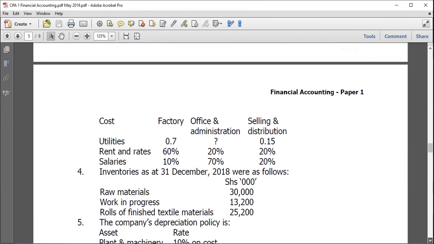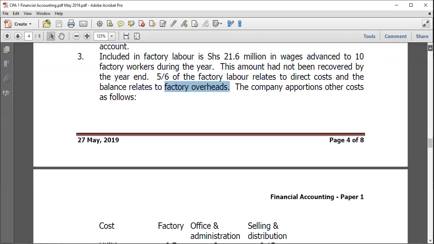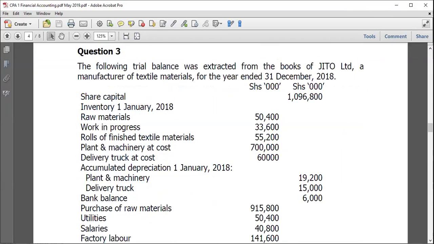And then we come here where they tell us about how they allocate the different costs, and then they give us this information. So that should give you a good indication of what your journey looks like.